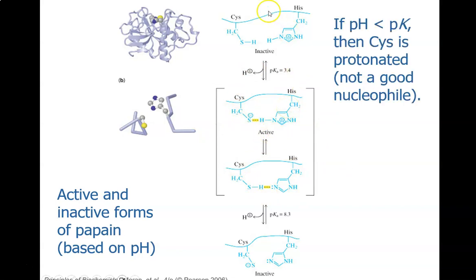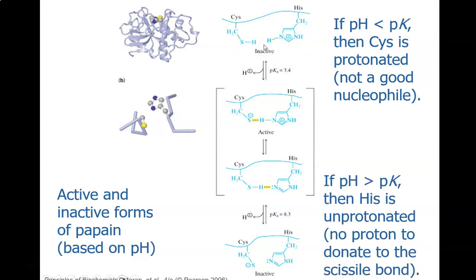Because if we were at a really low pH and both of these residues were protonated, then the cysteine couldn't act as a good nucleophile with the proton there. Whereas if we were at a high pH and both residues were unprotonated, you could get started because the cysteine would act as a nucleophile, but then that step where the proton from the histidine is donated to the C-S bond, that wouldn't happen. So you would not be able to complete the reaction. So in between is what we need: an unprotonated cysteine and a protonated histidine.